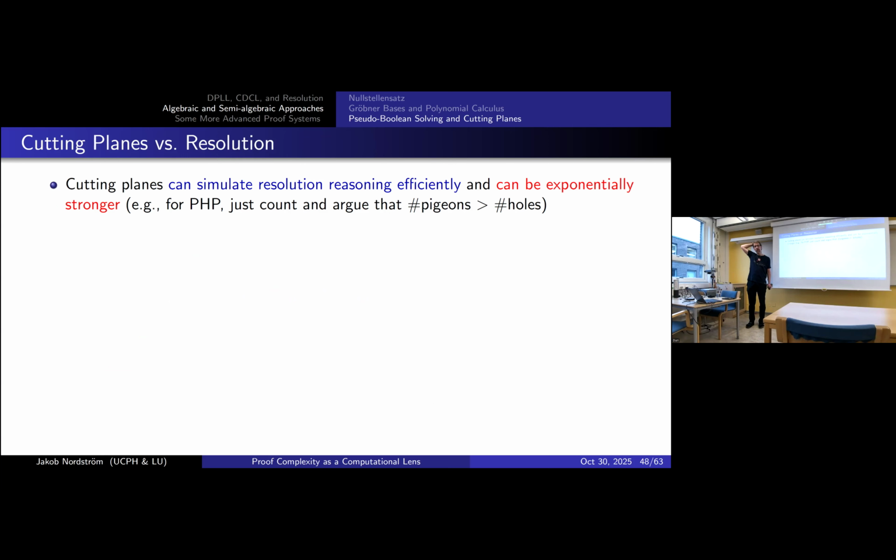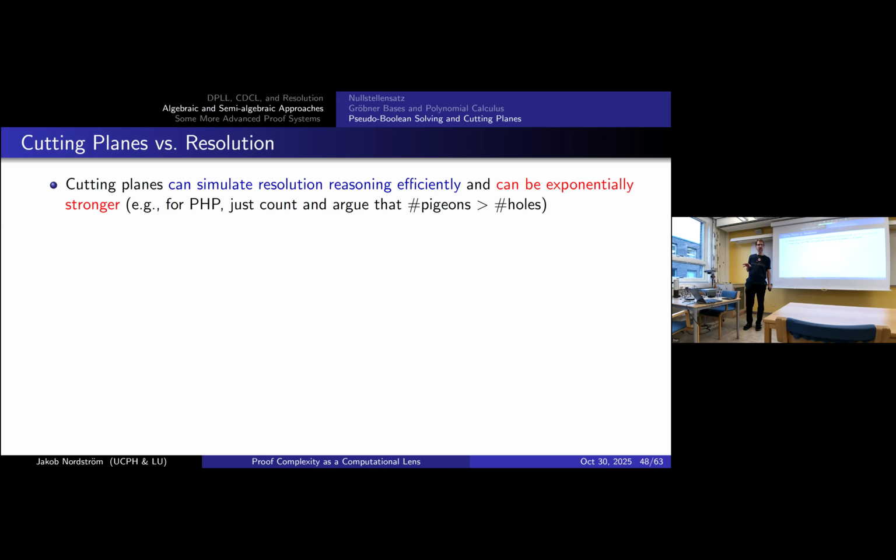For instance, for the pigeonhole principle, there are very short proofs. Basically, cutting planes will count the number of pigeons, it will count the number of holes, and then we'll say, well, there are more pigeons than holes. Done. So cutting planes can really count, in contrast to polynomial calculus, in contrast to resolution.